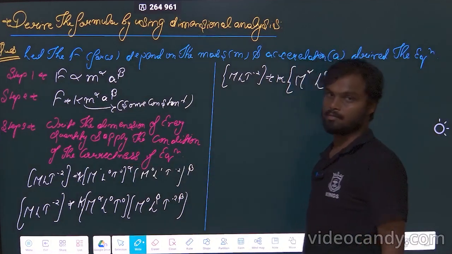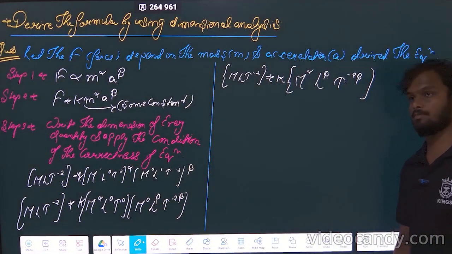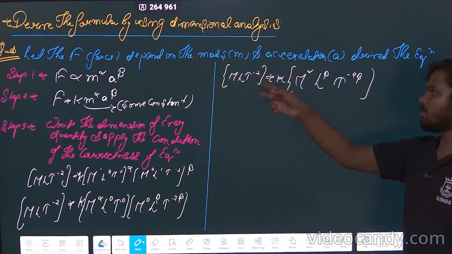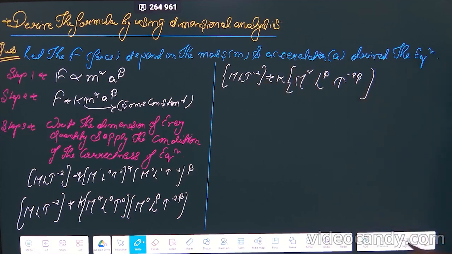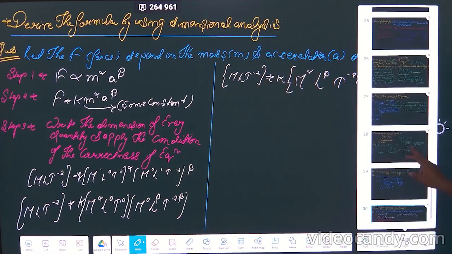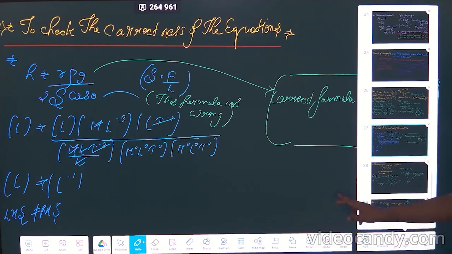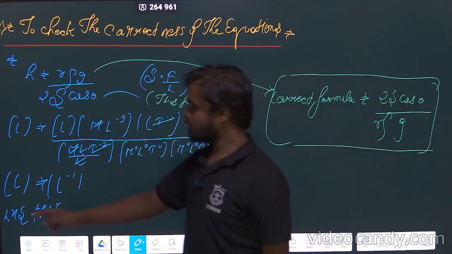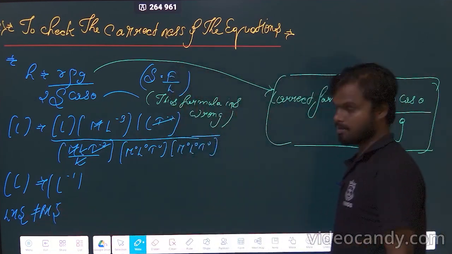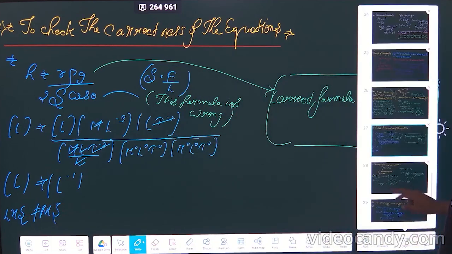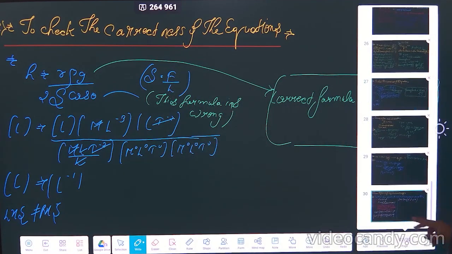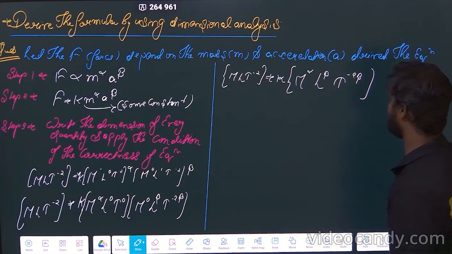Okay, now what is the condition for correctness of equation? The dimension on the left hand side and the dimension on the right hand side should be equal. That is the only condition, because if it is not the same, then it is not a correct equation. So you just apply that condition.